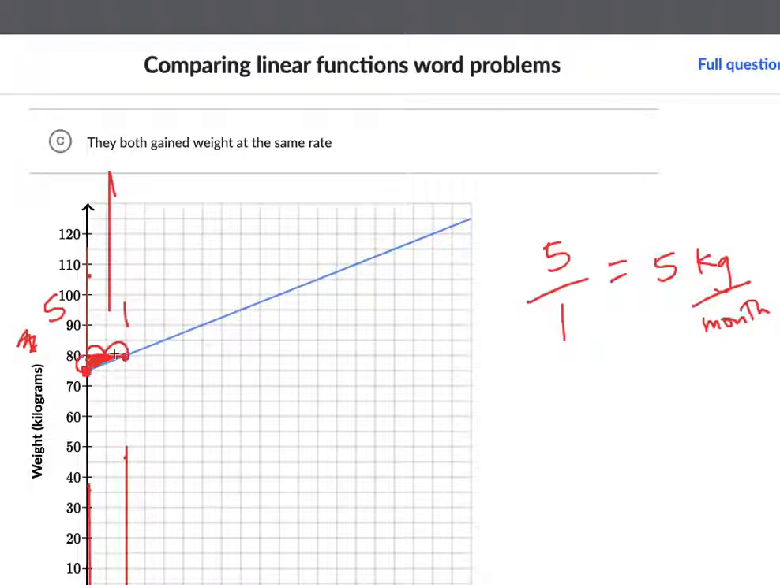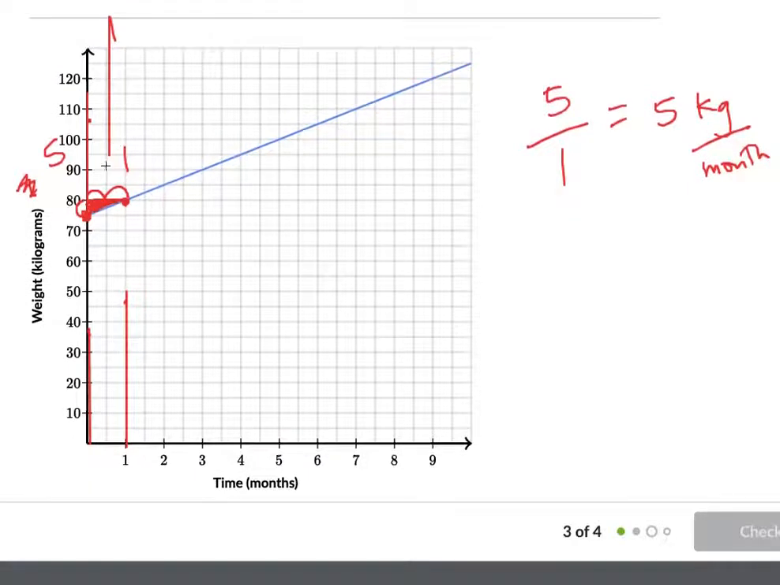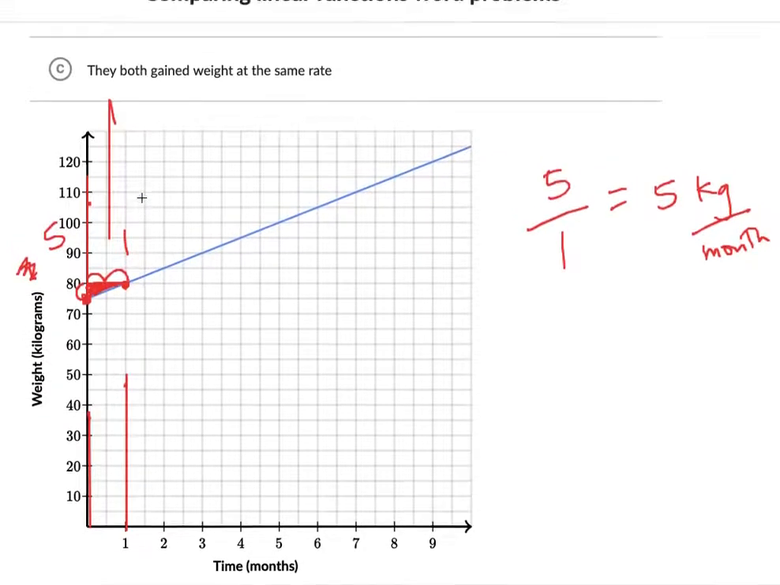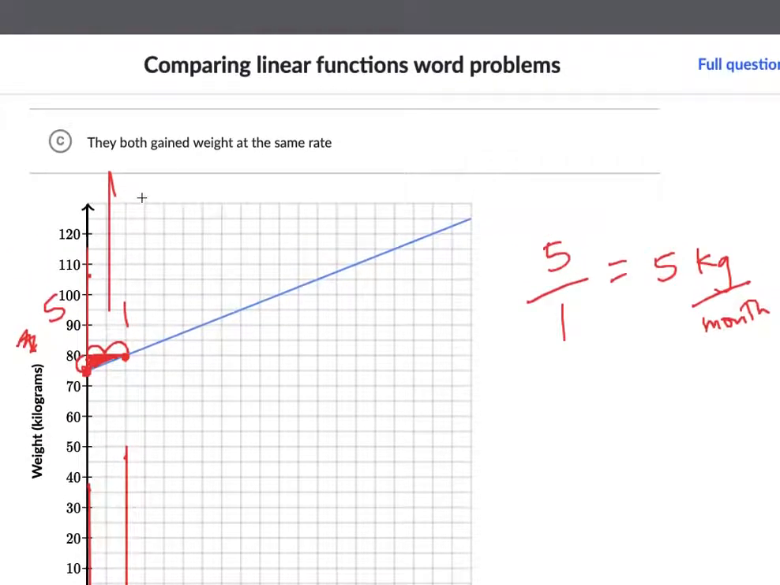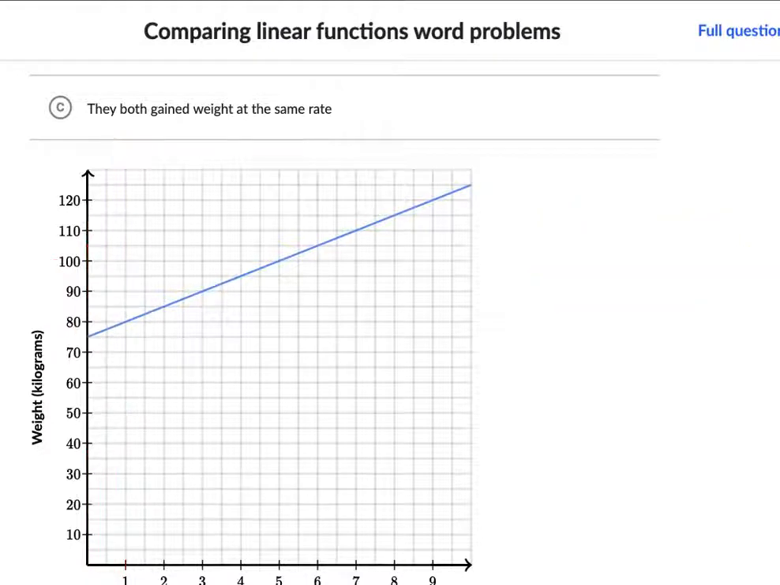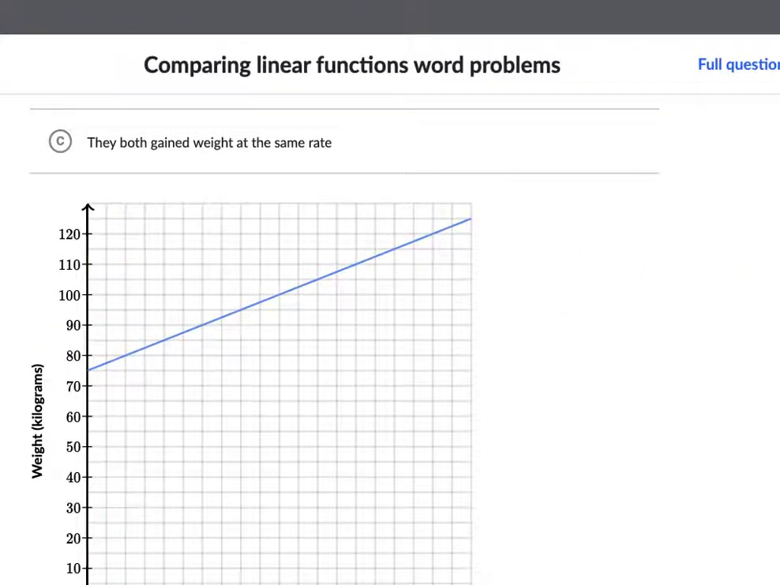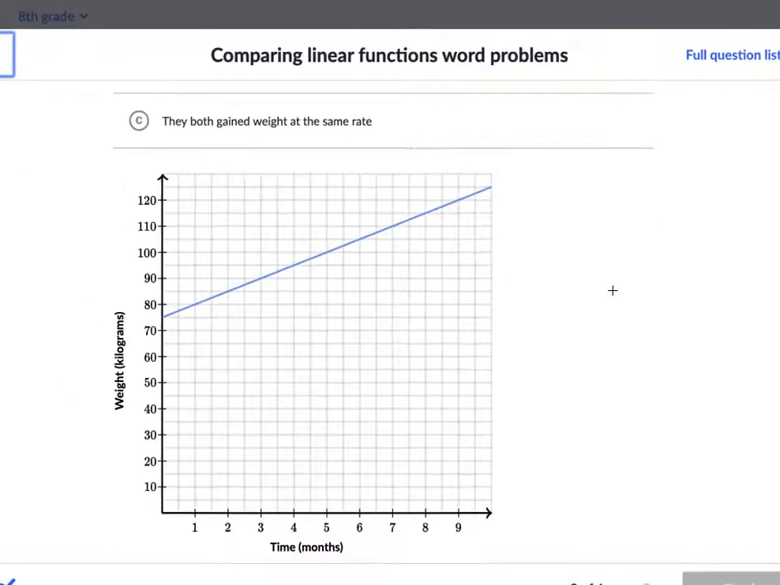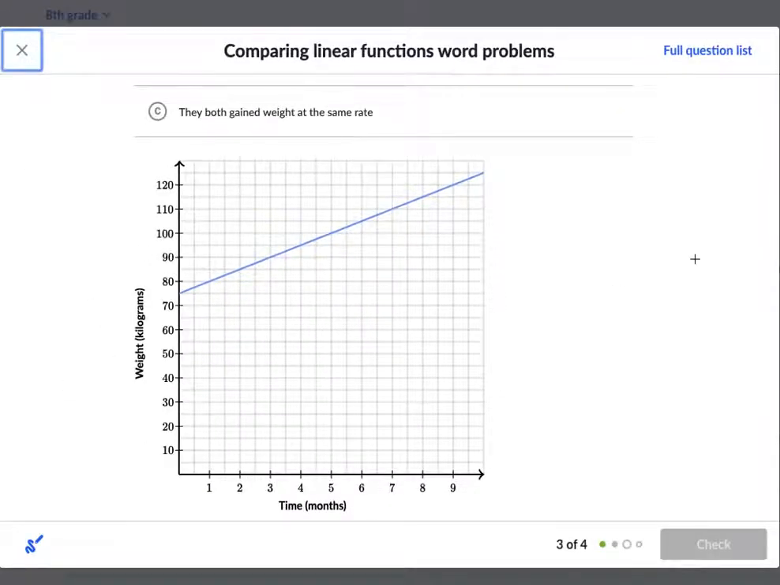So this sumo wrestler is gaining 5 kilograms per month because it went up 5 over 1. So you just have to watch your scales. One jump here is 5 kilograms, while 2 jumps here is 1. So just be aware you're not putting like 1 over 2 for a half. So who is gaining more weight? We're comparing 5 and 4.5.